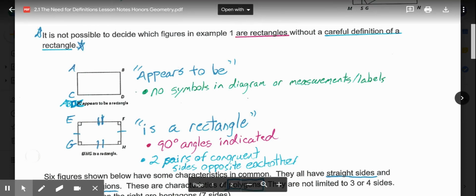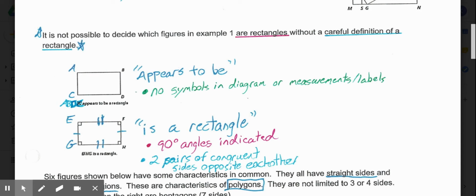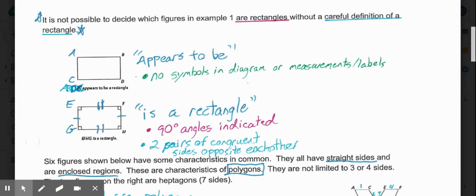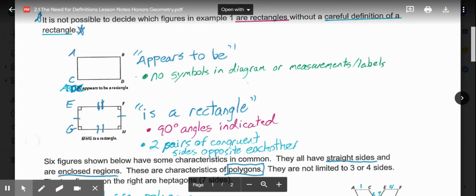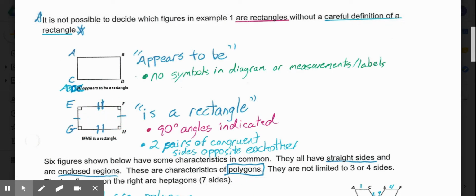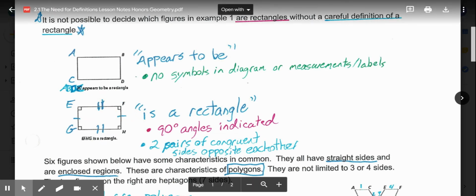Our example down here, we can say for sure is a rectangle, because we know that this figure EFHG has 90-degree angles, given here with our symbols in the corner. We have 4 90-degree angles, and we have 2 pairs of congruent sides, which are opposite each other. GH is congruent to EF, because they both have the double hash mark. And then we know FH and EG are congruent with the single hash mark to each other.